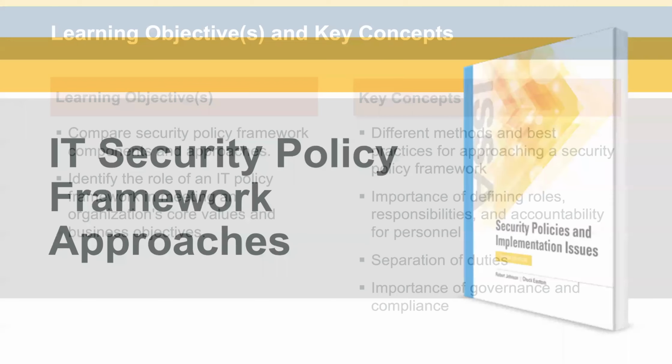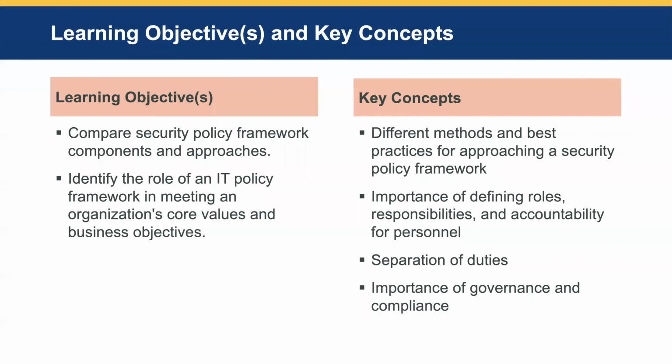And so there are a few different things that we need to keep in mind, specifically in talking about developing an appropriate IT security policy framework. We want to be sure that we're able to compare security policy framework components and approaches. We also want to be sure that we're able to identify the role that an IT policy framework is going to have in place as well. So this is going to be in place in order to support core values and business objectives.